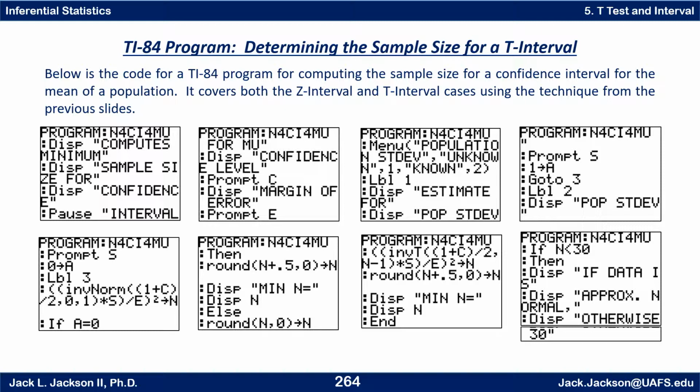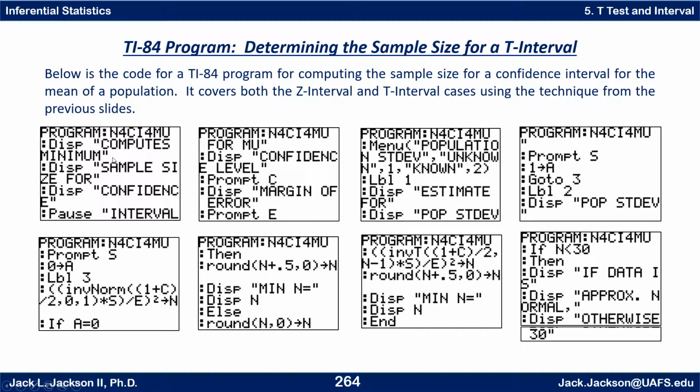The name of the program is N for CI4MU, or the sample size N for a confidence interval for mu. In other words, for a T interval. Actually, this one does it whether it's a Z interval or a T interval. It does both at once. So this will solve the sample size problems for a Z interval as well. You can see how I've got this program set up.